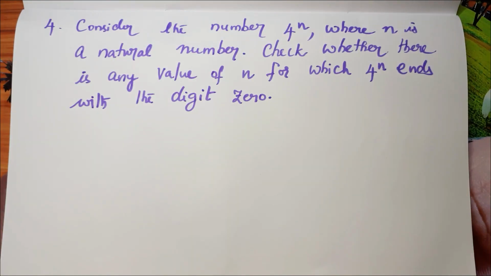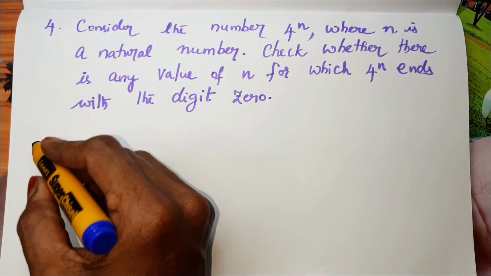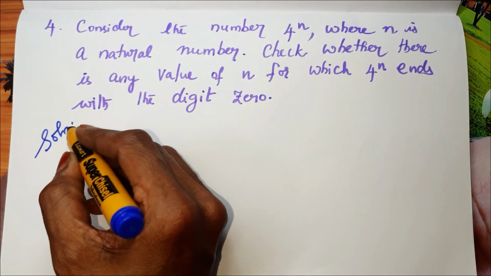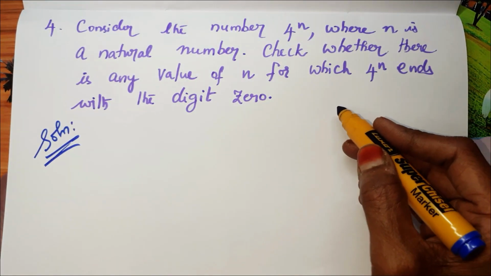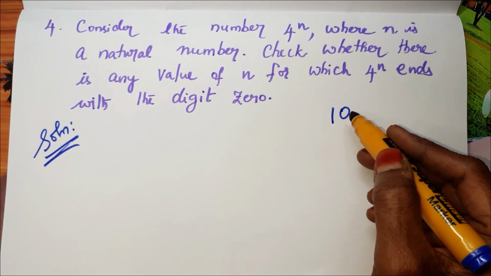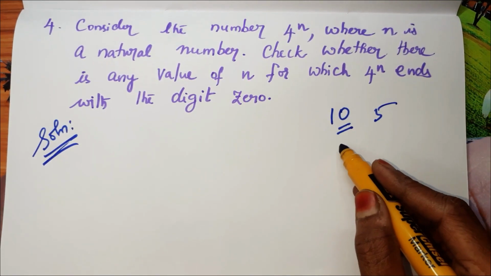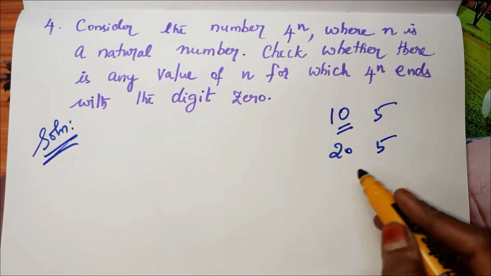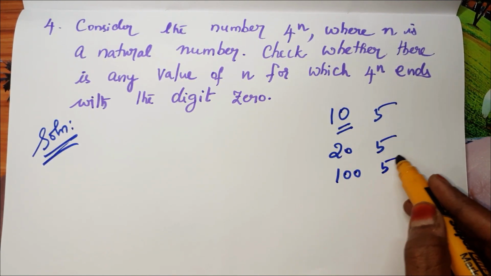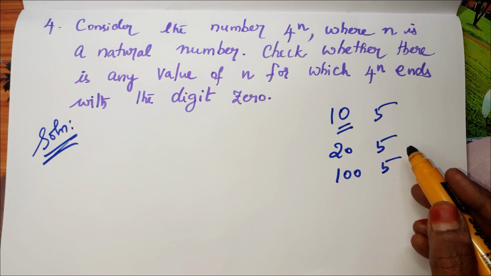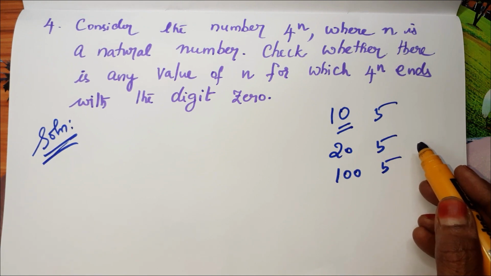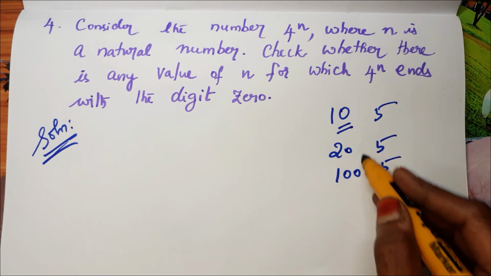The next problem we have is: consider the number 4 power n where n is a natural number. Check whether there is any value for n for which 4 power n ends with the digit 0. So what is a number? For example, if I take a number 10, it ends with 0, which means 10 is divisible by 5. When I take 20, it is divisible by 5. 100, it is divisible by 5. So in general, we can say a number that ends with 0 will have the factor 5.